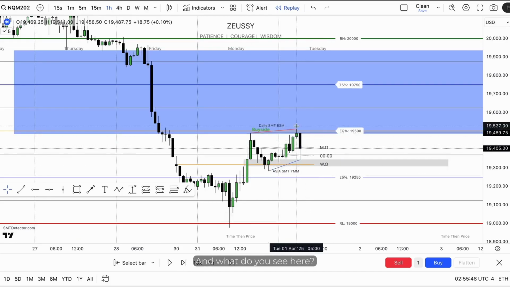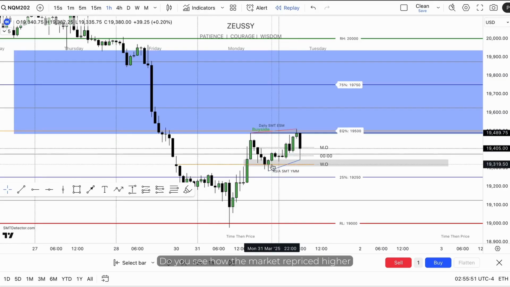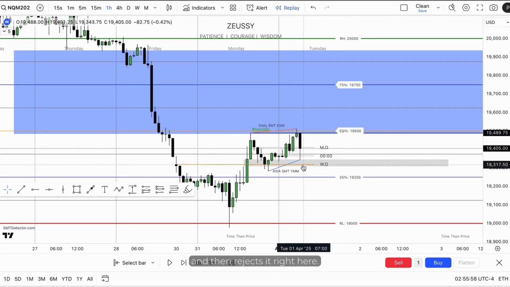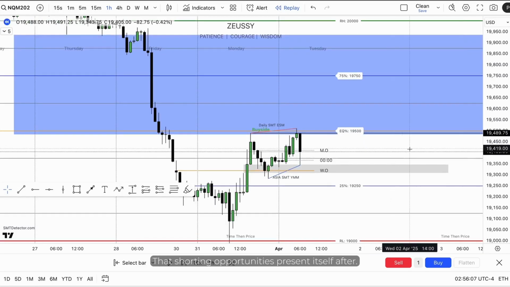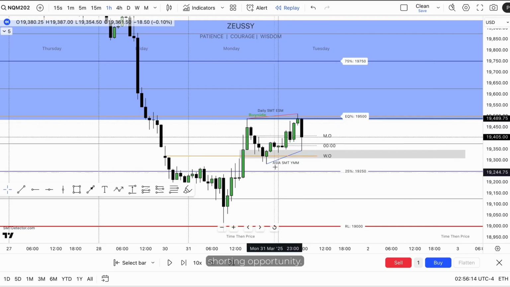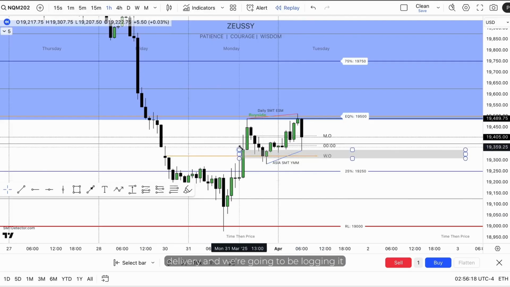And what do you see here? Do you see how the market repriced higher, drawing towards that buy-side liquidity pool, reaching that 90,500 price level and then rejecting it right here? This shows you that buying opportunities present themselves throughout this run higher, and that shorting opportunities present themselves after. And because the higher time frame institutional order flow is bearish, I'm more interested in the shorting opportunity. Therefore we're going to be looking at this delivery and logging it within our journal, within our database.